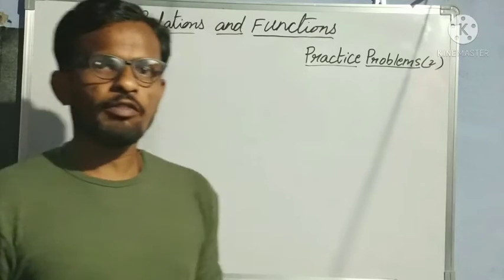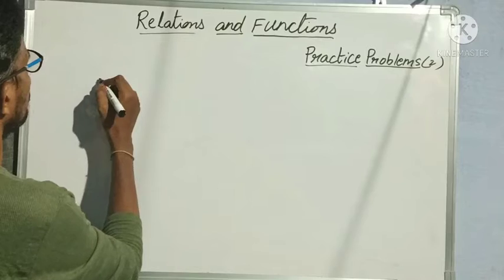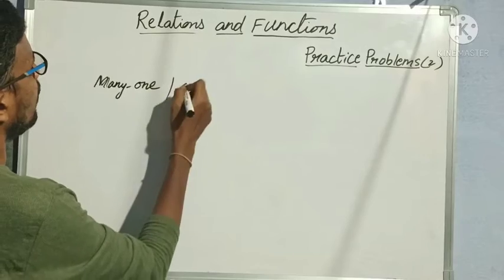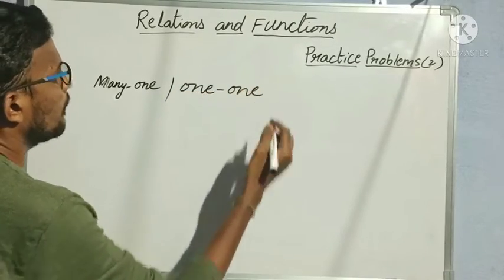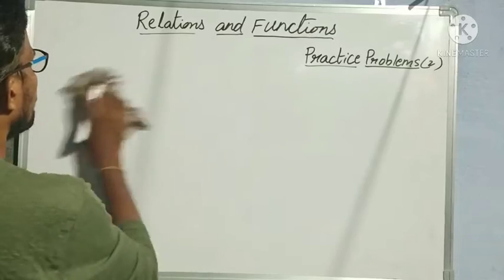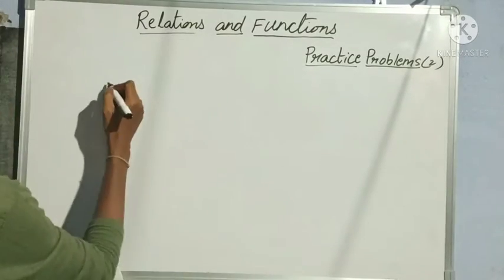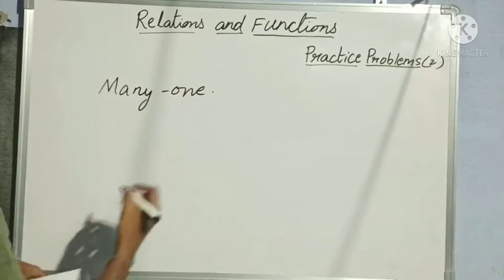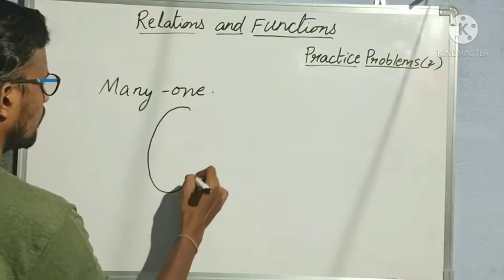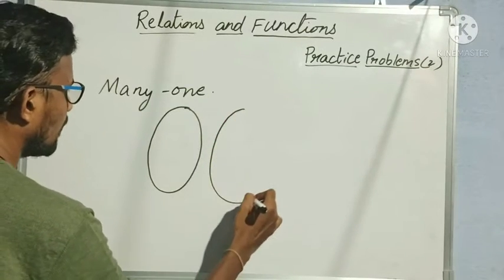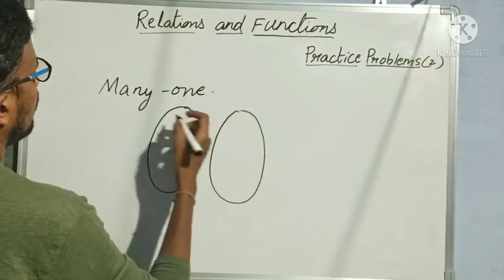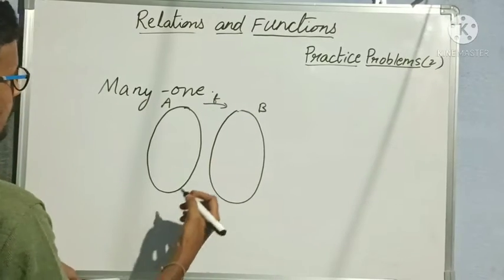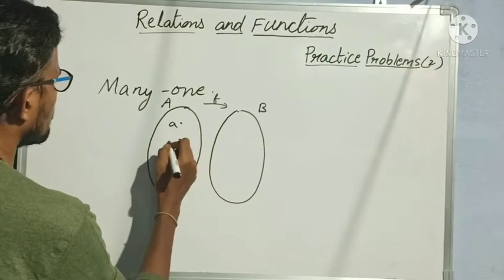What are the types of functions we have already discussed? Many one, one one. These are the first two types of functions. When can we say that a function is many one? When more than one element of set A has the same image in set B, then such a function is called a many one function. Let us understand with an example.